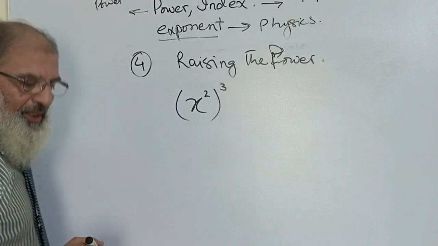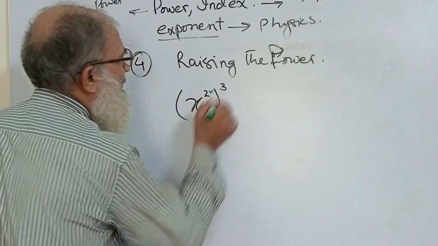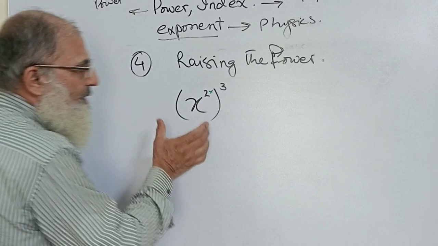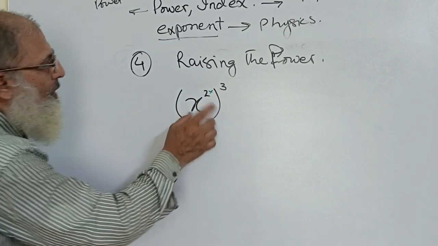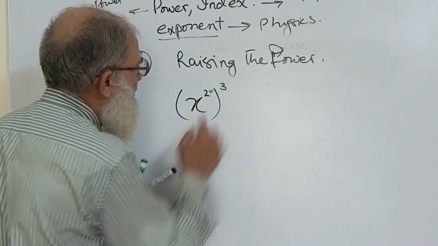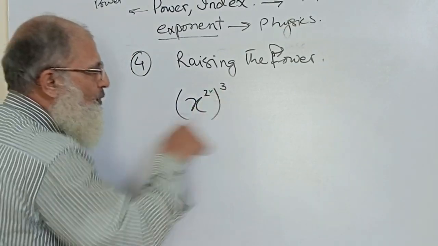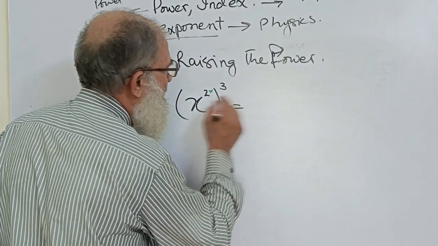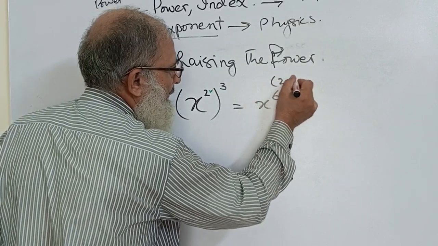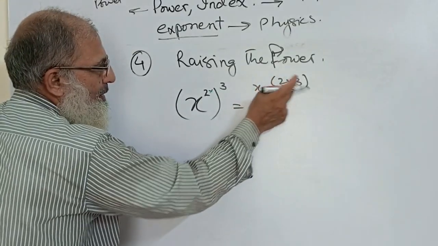In short, I tell you first in short, then I'll show you the details. When this situation occurs, you just multiply this power with this power. It is very simple. Just multiply the inner power with the outer power. Now the inner power is 2, the outer power is 3. That means when you multiply, it will become 6. 2 multiplied by 3 is 6.